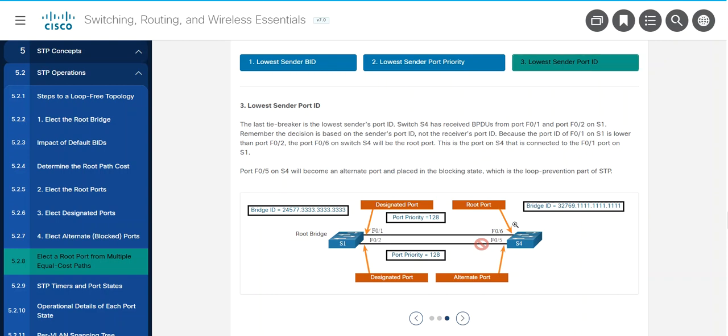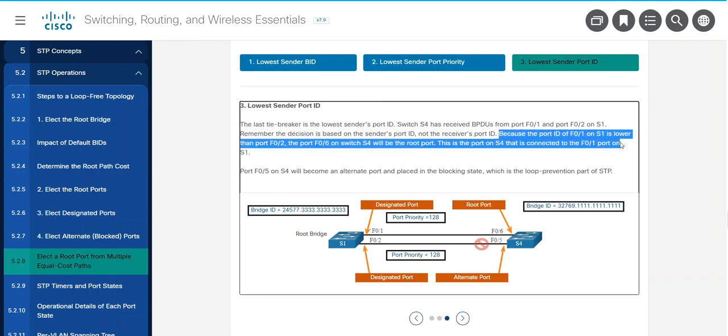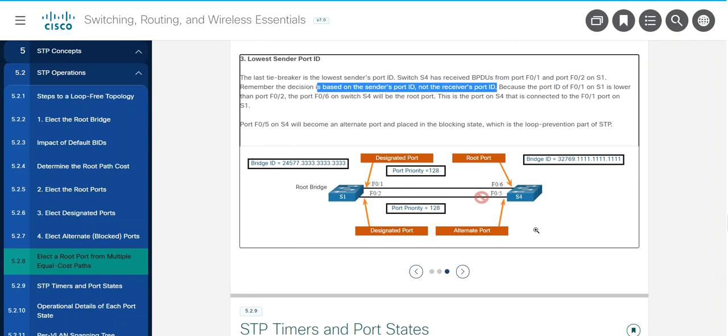So in this scenario here, notice your statement. It says because the port ID of F01 on S1 is lower than port F02, the port on F06 on switch 4 will be the root port. So that's the port that's connected to F01. Because you have to remember, the decision is based on the sender's port ID, not the receiver's.